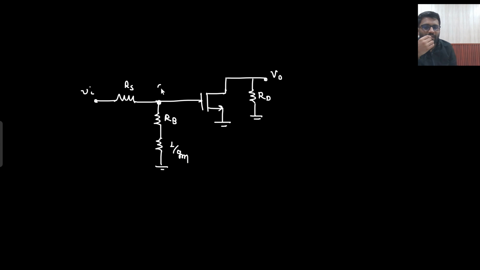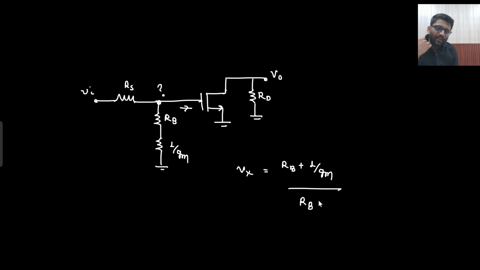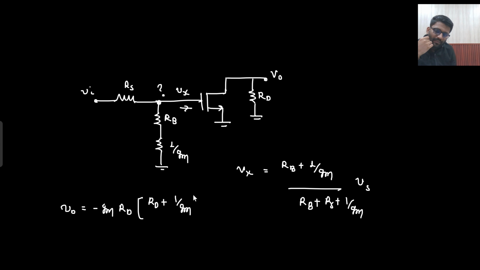Okay. So what will be the potential here? What will be your Vx now? Because this will drive 0 ampere current. So what will be your Vx? RB plus 1 by Gm upon RB plus RS plus 1 by Gm into Vs. So Vx you have found in terms of Vs. So what will be your V node by Vs? That would be equal to minus Gm RD into Vx. What was your V node? V node was minus Gm RD into Vx. Now what is your Vx? Vx is equal to RD plus 1 by Gm divided by, sorry, not RD, it is RB.